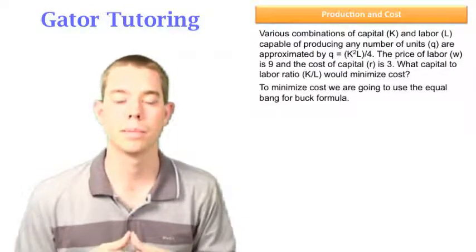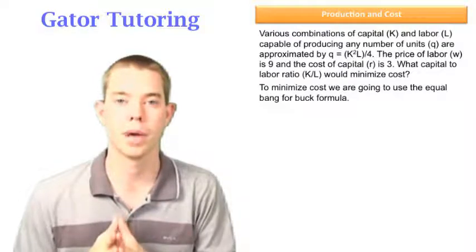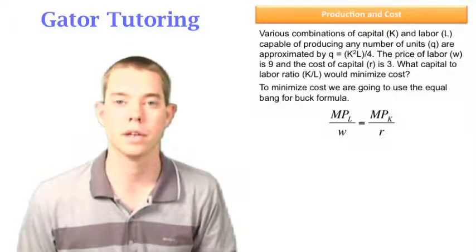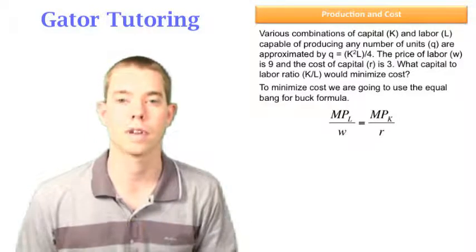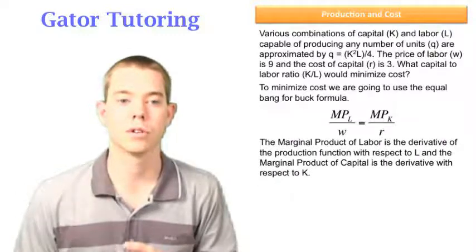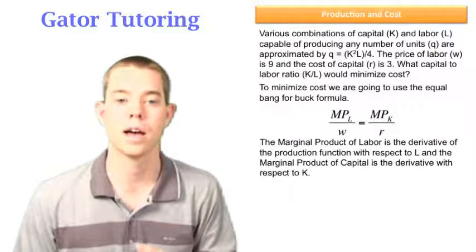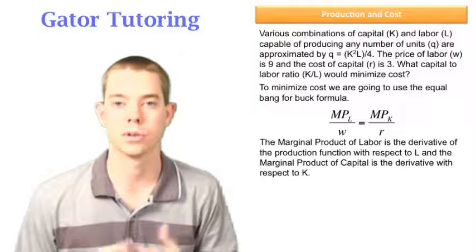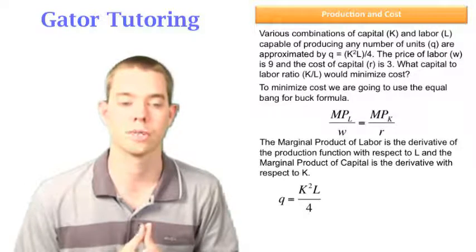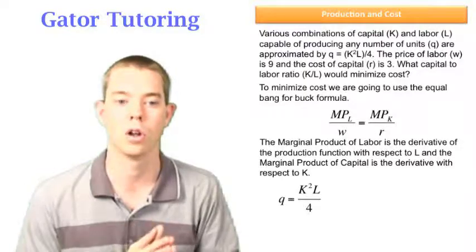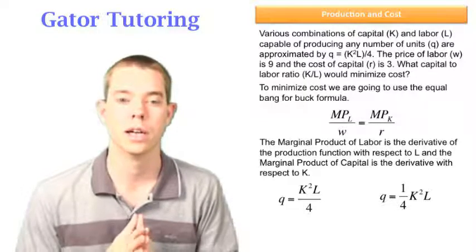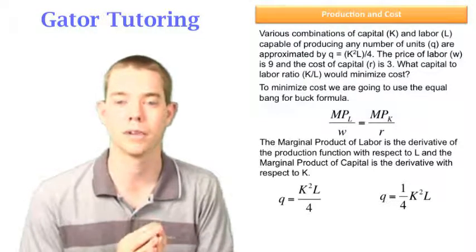We know to minimize cost, we're going to use our equal bang for buck formula, which says the marginal product of labor divided by the wage rate must be set equal to the marginal product of capital divided by the cost of capital. The marginal product of labor we know is the derivative of the production function with respect to L, and the marginal product of capital is the derivative with respect to K. Starting with the production function, which is Q equals K squared times L all over 4, we can rearrange that to make our derivative easier. So instead of dividing it all by 4, we can multiply everything by 1/4.